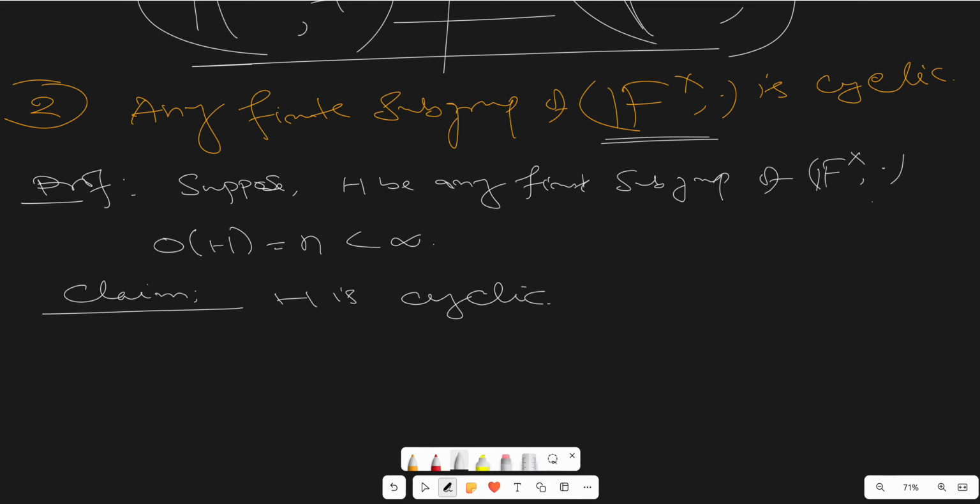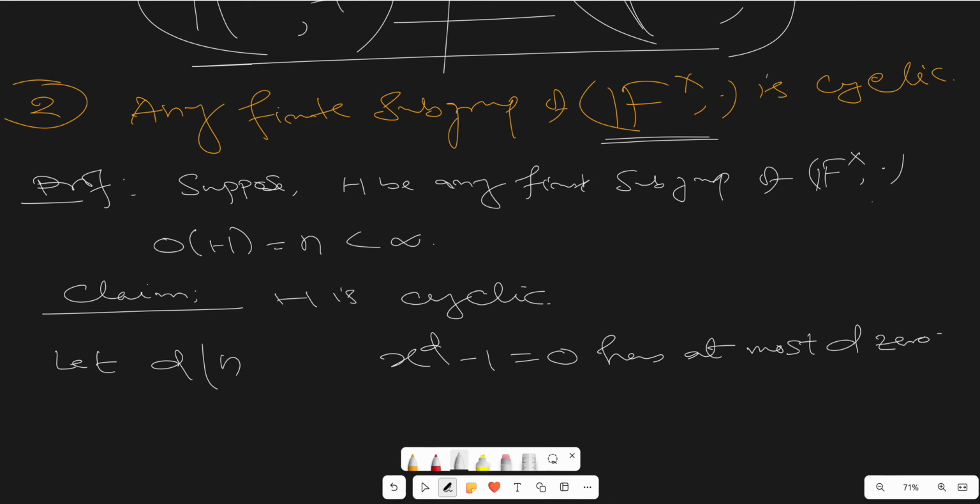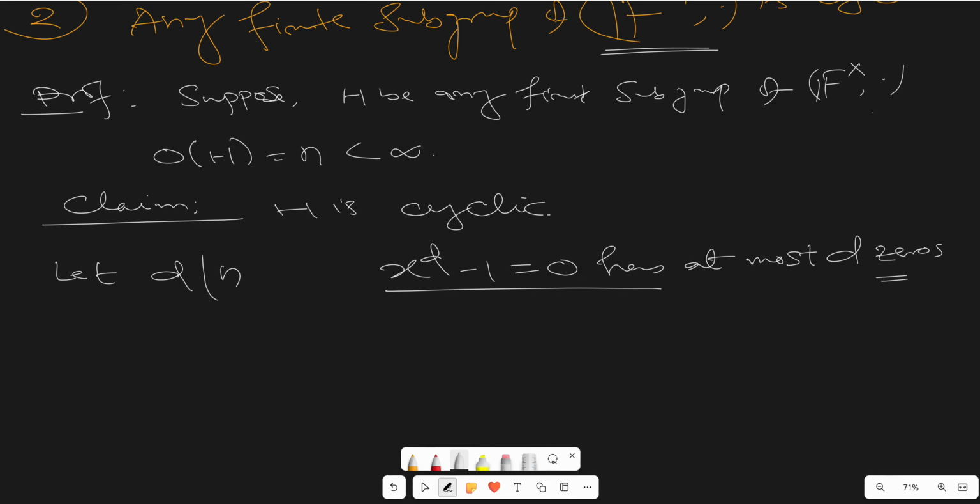Let d divide n. So if d divides n, what do you think about x to the power d minus 1? This equation, x to the power d minus 1 equals 0, has at most d roots or d zeros, because some of them may repeat, right? So this equation has at most d zeros. So how do you prove that this H is cyclic?